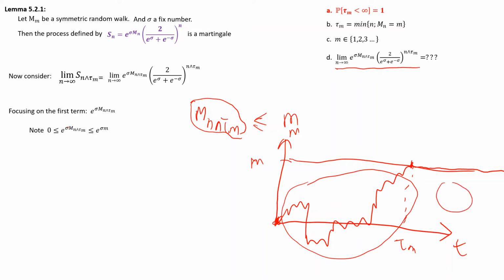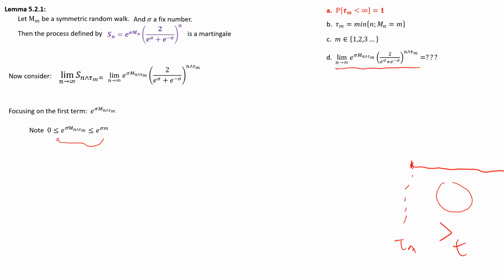So this relationship holds. That means if I take the exponential of this, again this relationship is going to hold. Nothing very mysterious there. And remember, we said sigma is actually a positive number, so this relationship is going to hold.